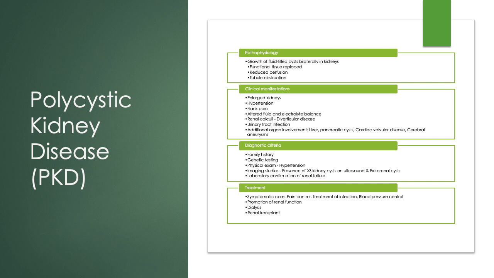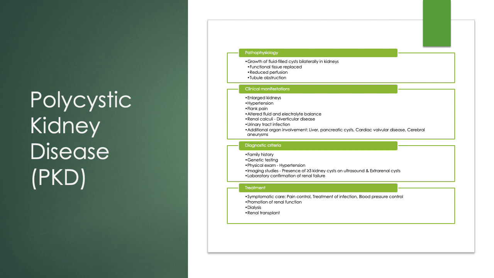We have clinical manifestations such as enlarged kidneys, hypertension, flank pain, and that flank pain is normally in the back on the sides. You'll see altered fluid and electrolyte imbalances. You'll see renal stones. You can see diverticular disease in individuals with this. You'll see urinary tract infections, and they're not isolated urinary tract infections, they're frequent urinary tract infections. You have other organs that would get involved as the kidneys start to deteriorate. You have the liver, the pancreatic cysts, you have cardiac valvular disease, and cerebral aneurysms.